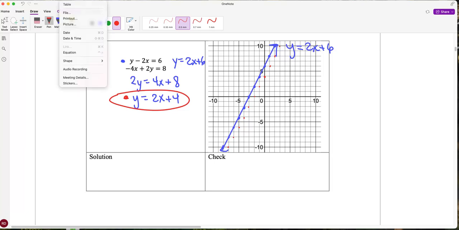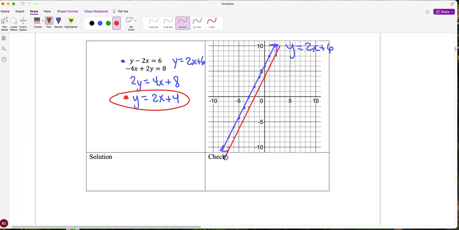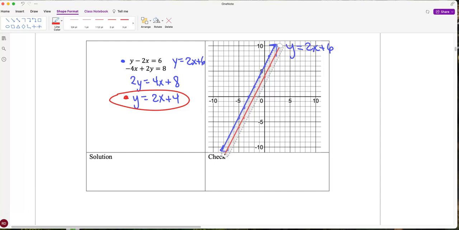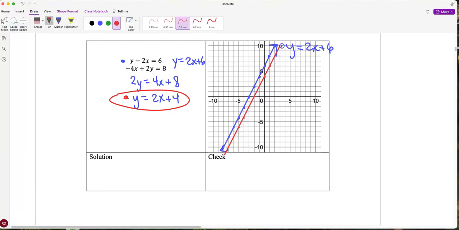Connect the dots, and we get something like this. So this is y equals 2x plus 4. Now, what points satisfy both equations? These lines are parallel, they never intersect. There's never going to be a point that lives on both of these lines. So there is no solution here.